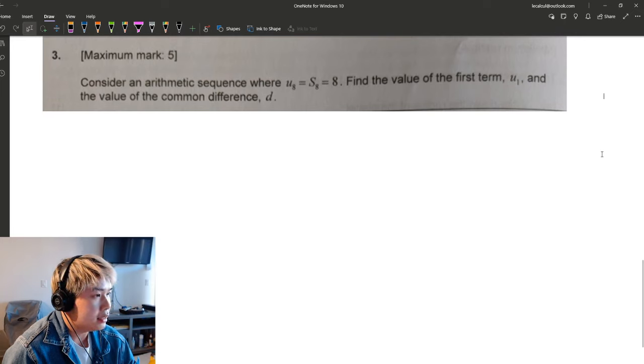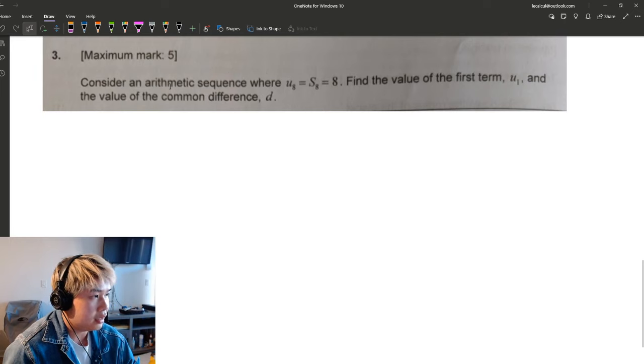So what is this? Consider an arithmetic sequence. The 8th term is 8, and also the sum of the first 8 terms is 8. Find the value of the first term and the value of the common difference. So we have 2 variables we need to find out, which typically means you need to make a system.